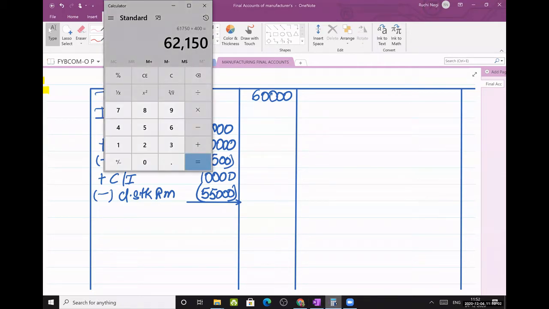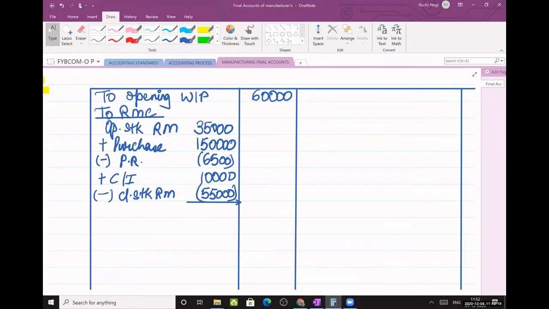Okay, 35,000 plus 1,50,000 minus 6,500 of purchase return plus carriage inward 10,000 minus closing stock 55,000. So, 1,33,500.